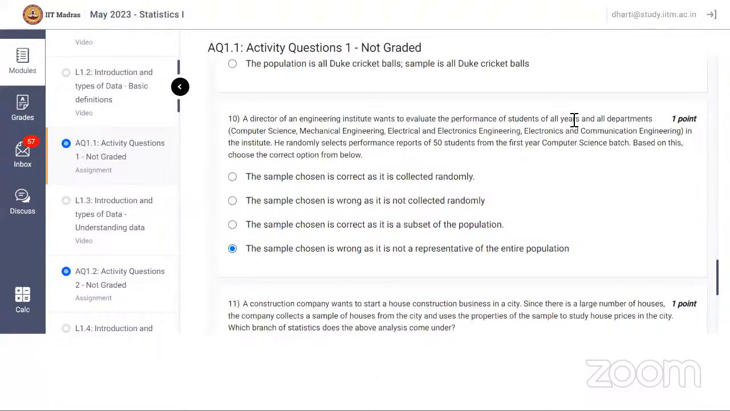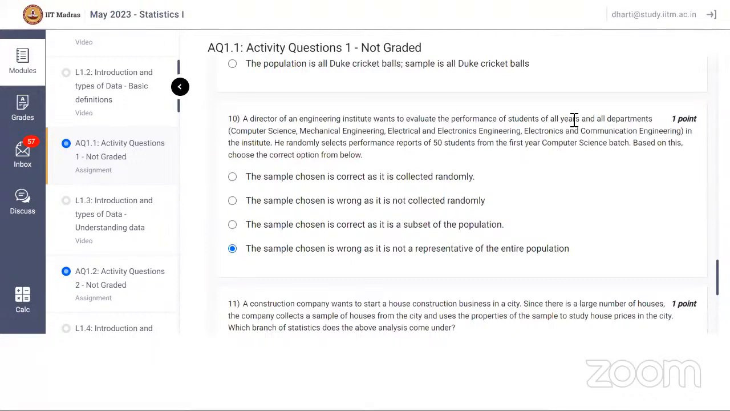It's reasonable to say that India is so large, so you can't take the temperature from each and every part of India. But it is also wrong because you are taking the temperature from one area only. The same thing is here. If the director wants to evaluate the performance of students from all the years and all the departments, and he or she is selecting students from the first year CS batch, then that's not justified, right? The sample is not correct.